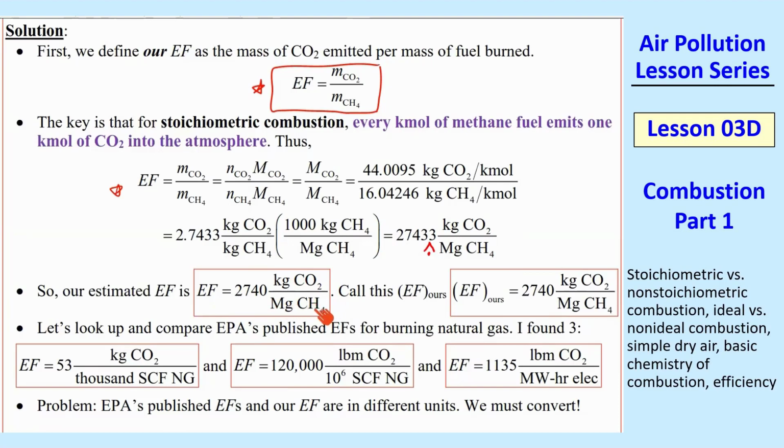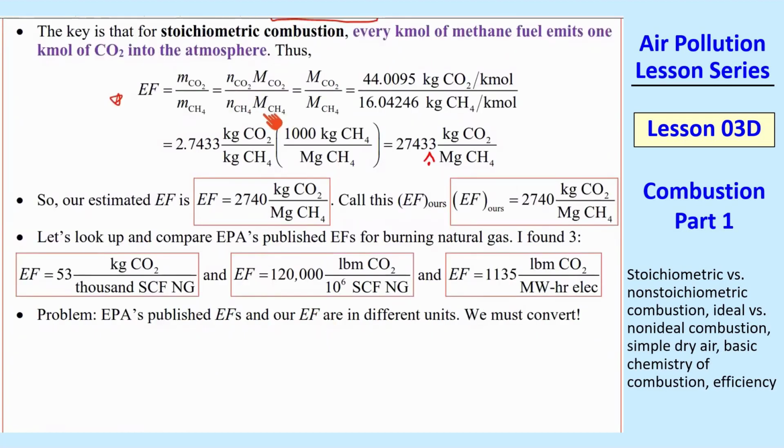So I typed all this up since it was the same thing we did before, just with a different denominator. So I'm going to call this EF ours. This is what we calculated, ours, and that's our value then, our EF that we're predicting. And let's compare it to EPA's published EFs.